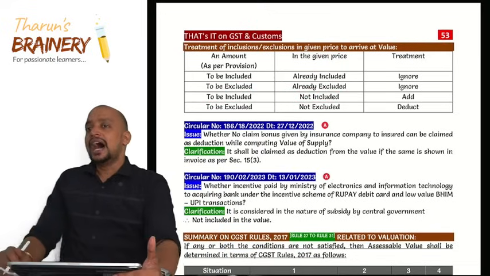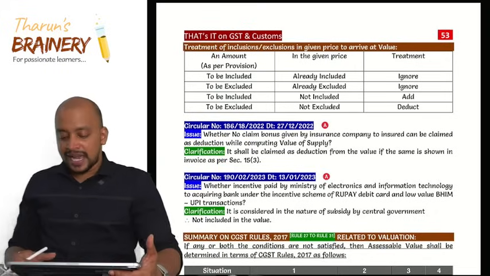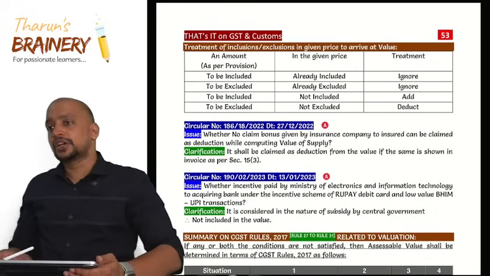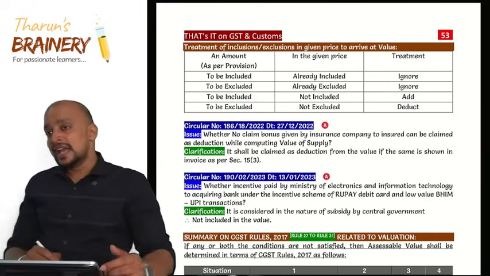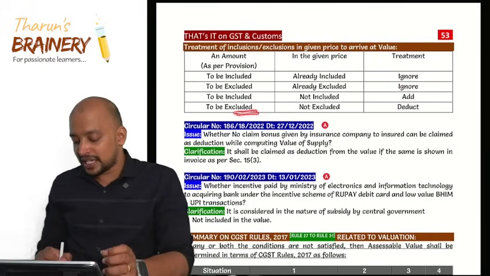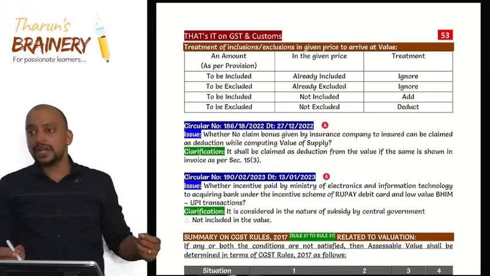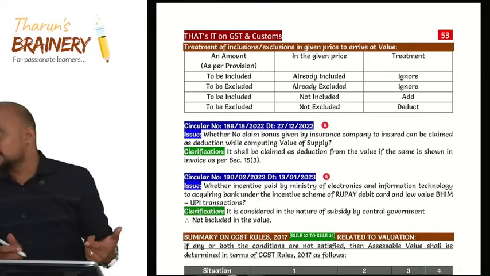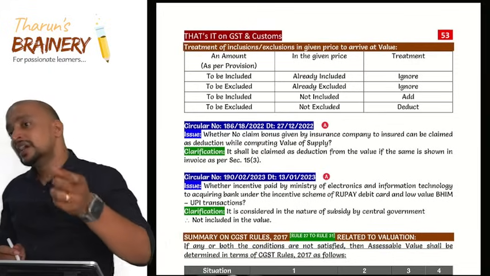An amount is to be included and in the given price it is not included. Subsidy from others, to be included or to be excluded? To be included. And in the given price it is not included. So what do we need to do? Add. Then next, an amount is to be excluded. In the given price it is not excluded. So we need to deduct. Example, discount. Discount is to be excluded and in the given price it is before discount. So therefore we need to deduct.